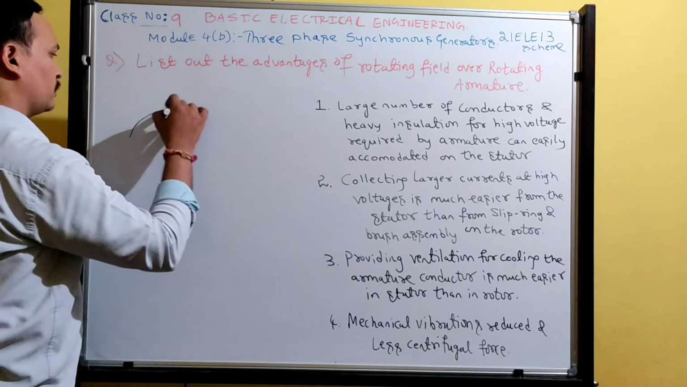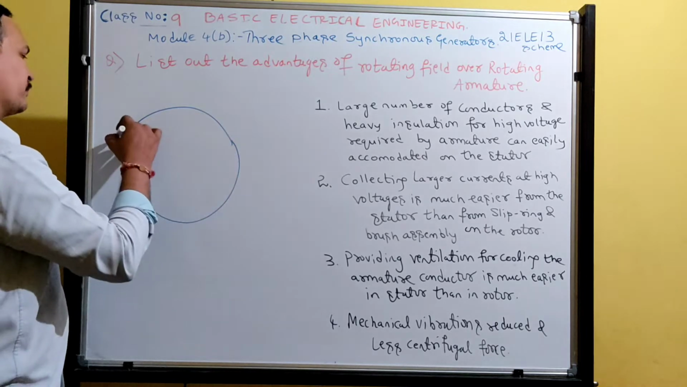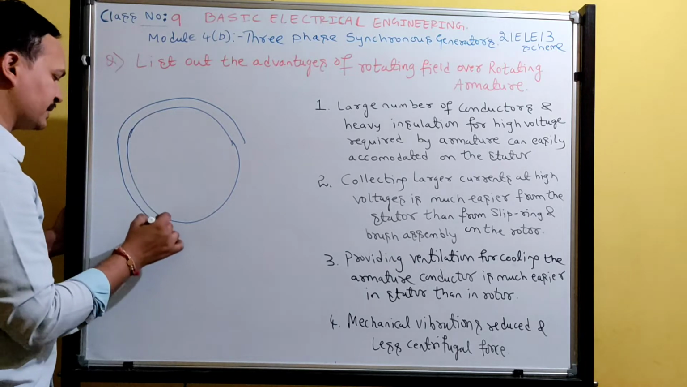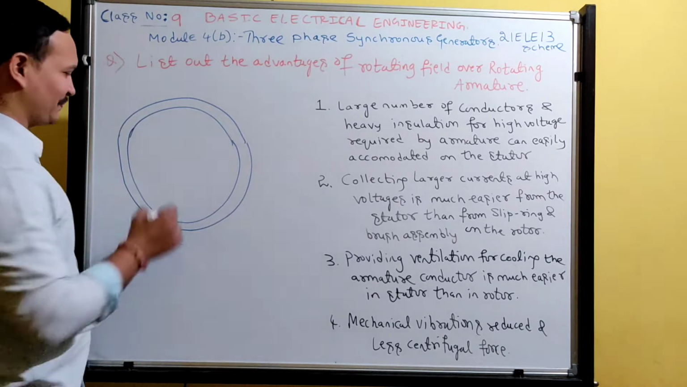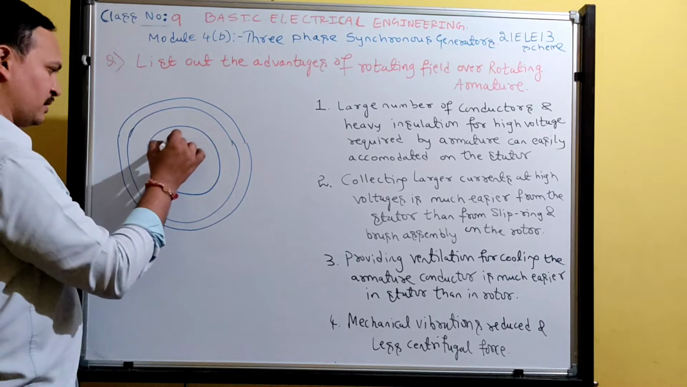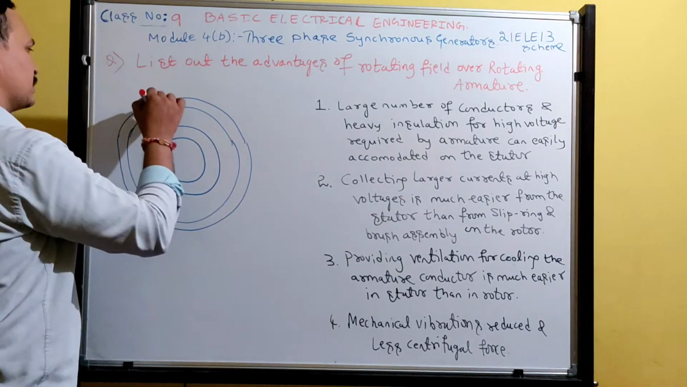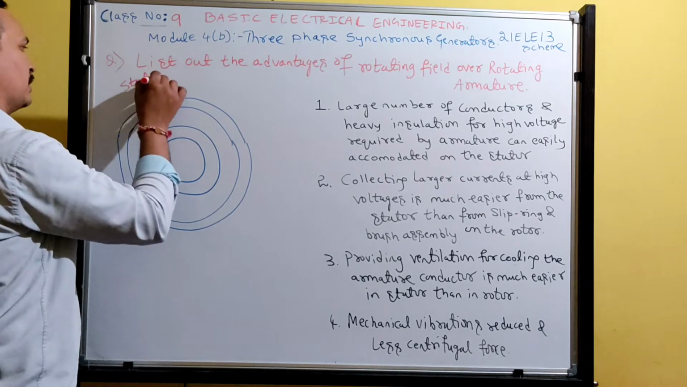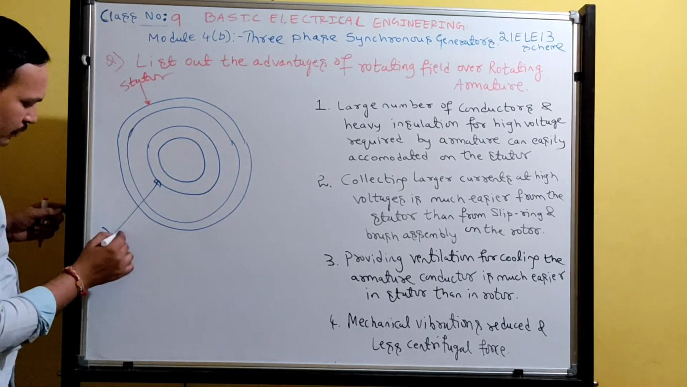Let me take, this is a stator. In the previous lecture I told you a little bit of basics, and to understand all these points this explanation is required. So the outer two circles are the stator and the inner circle is the rotor.